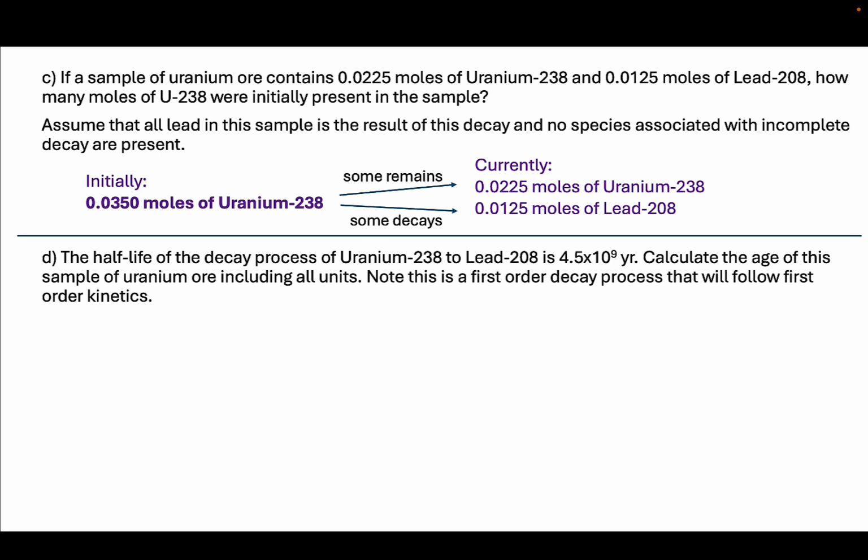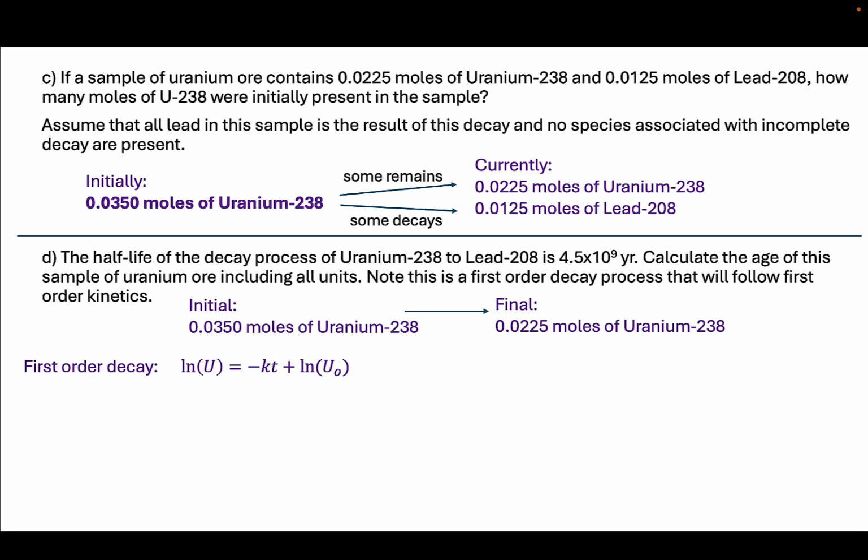We now have the half-life of this decay process, and we want to calculate the age of this uranium ore, which is basically to say how long has it been since it was initially all uranium. And since it says uranium ore, we should assume that uranium is forming lead only through this decay process. This is a first-order decay following first-order kinetics, and basically what we're looking at is an initial amount of 0.0350 moles to a final amount of 0.0225 moles of this uranium.